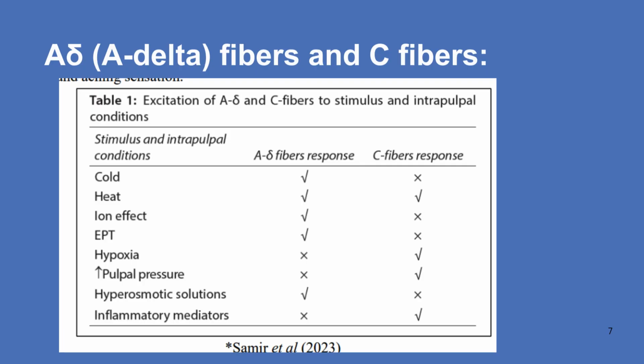This is a comparison so we can see the stimuli and which fiber is responsible for each sensation. For example, the A delta fibers mostly transmit cold, heat, ionic effect, electric pulp testing, and hyperosmotic solution, while C fibers are more responsible for the sensation of heat, and the sensation of pressure in case of pulpal inflammation, pulpal pressure, and in the presence of inflammatory mediators. This is so we can differentiate between the two.